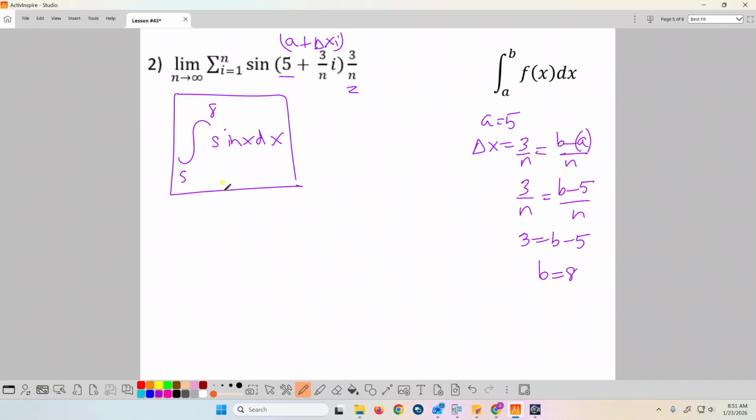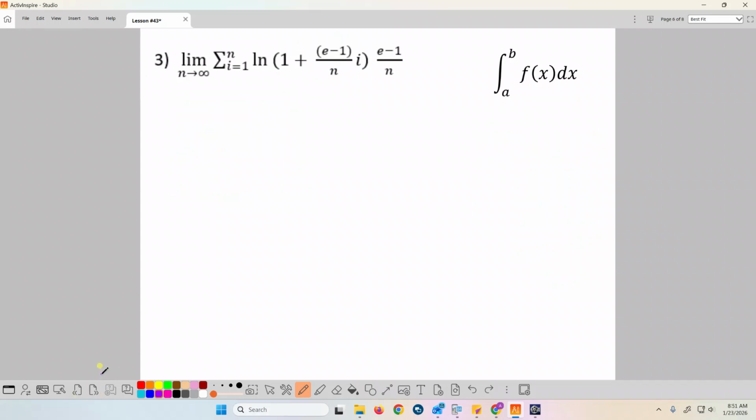These questions do come out on your AP exam. You can expect them to be non-calculator MCQs. Let's do another one. Here we go. We got this monster going here, and look at that. That's screaming at me, and that is my delta x right there.